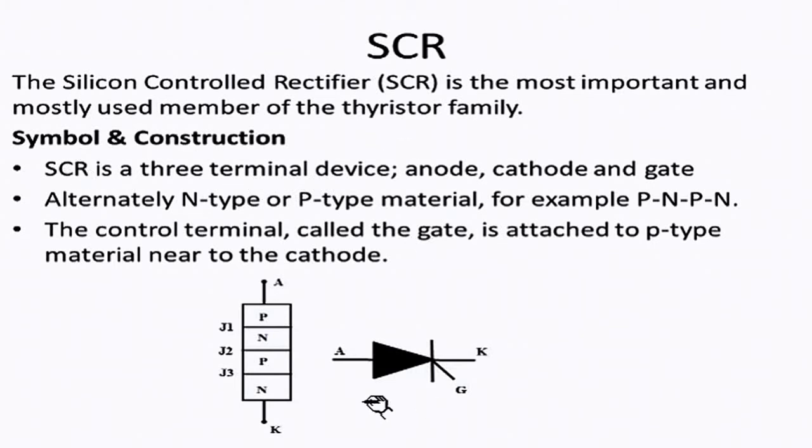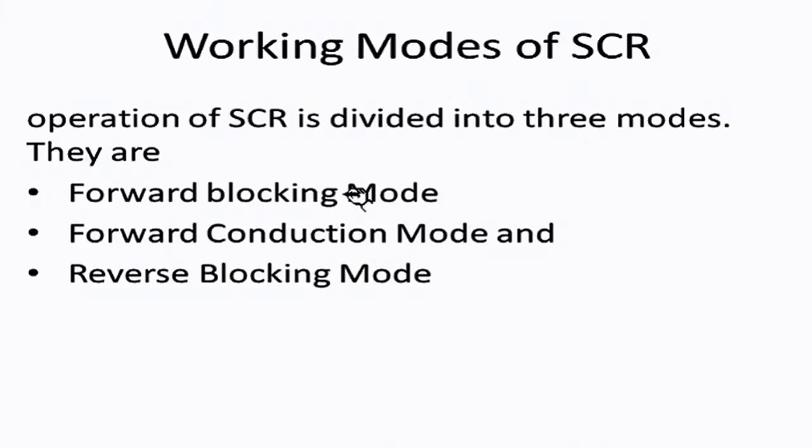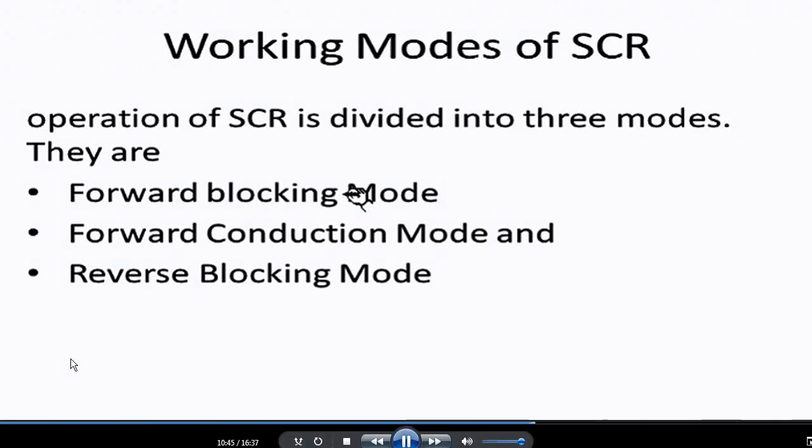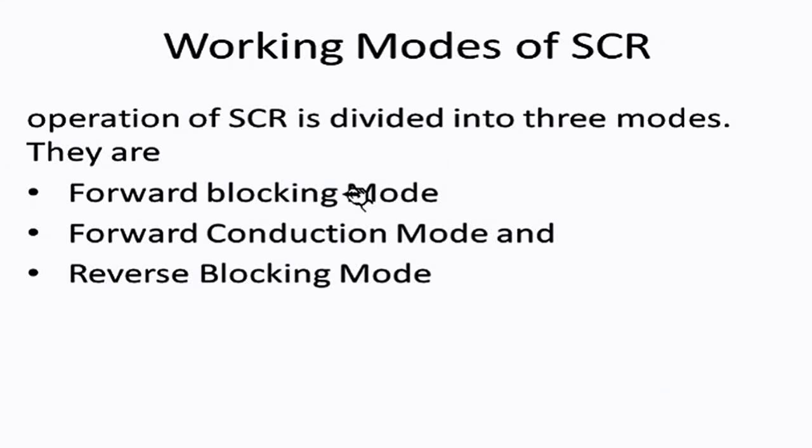It is a 3-terminal device as we are seeing in slide. It is having 3 terminals: anode, cathode, gate. It is having 3 junctions: J1, J2, J3. 4 layers of semiconductor, P, N, P, N. So its working modes, having 3 important modes, namely forward blocking mode, forward conduction mode, reverse blocking mode.